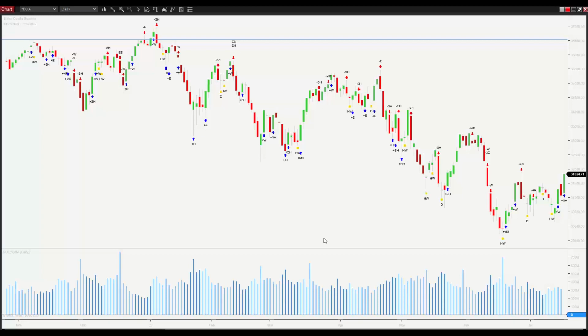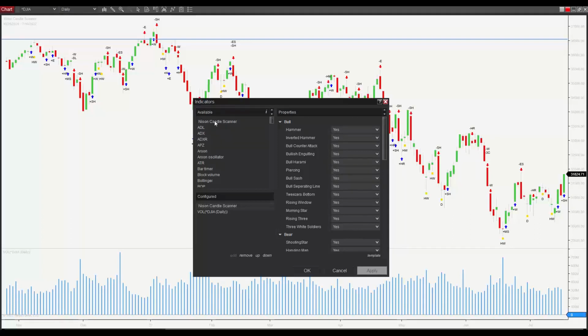This is the Dow Jones. Nison Candle Scanner can work on any market that you have data for. So if you have data for cryptocurrencies, Forex, commodities, futures, stocks, ETFs, anything else, as long as you have data provided into NinjaTrader, Nison Candle Scanner will work on it. As I showed you, Nison Candle Scanner is an indicator. Notice I have it here as an available indicator, which means it's in the whole list of all of these other indicators that work on NinjaTrader.